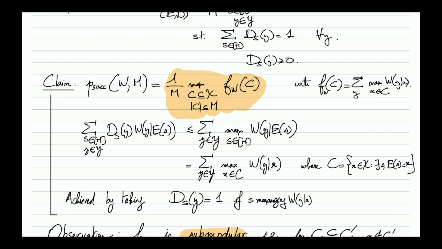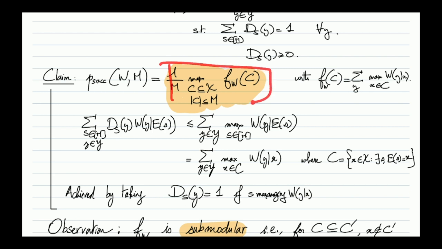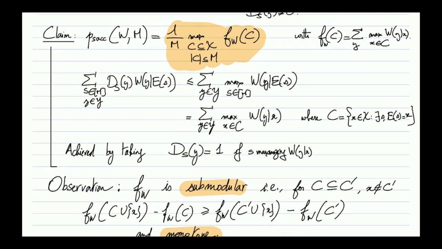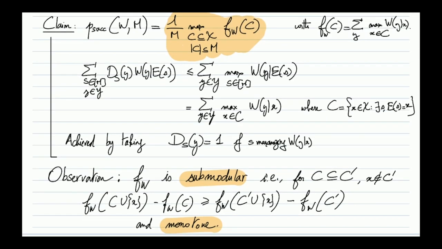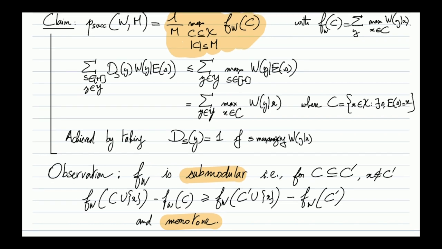Okay, good. So now we have this expression. Now this looks like a very combinatorial problem, right? I have a function on subsets, and I want to optimize over all subsets of a given size. You can make one observation here that this function has a nice property. In particular, it has a property which is called submodular.